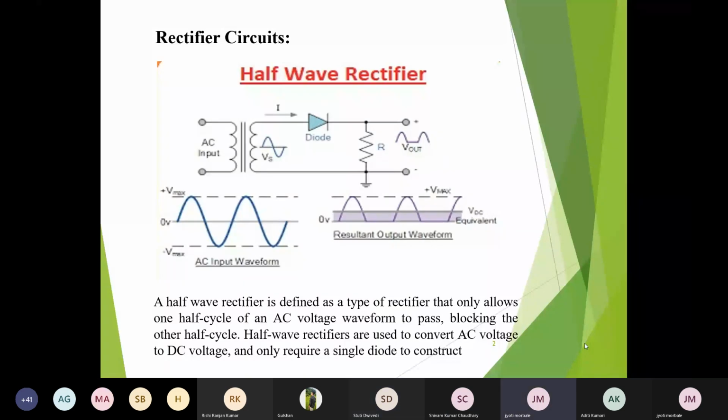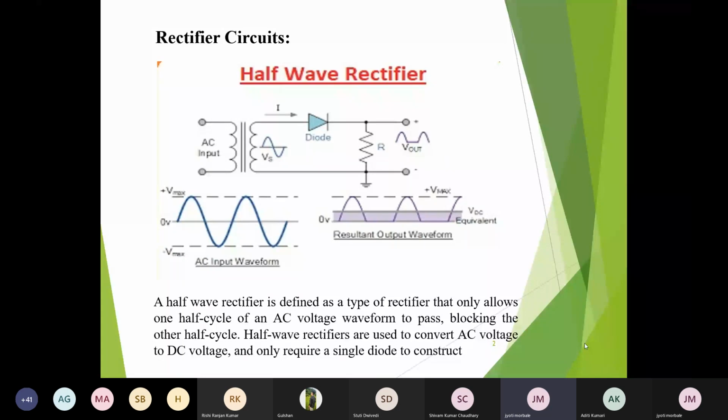Yes. Rectifier is a process of conversion of AC signal into equivalent DC signal. Based on this specification, we have different types of rectifiers. Rectifiers are broadly classified into two types. One is the half wave rectifier and the other is the full wave rectifier.